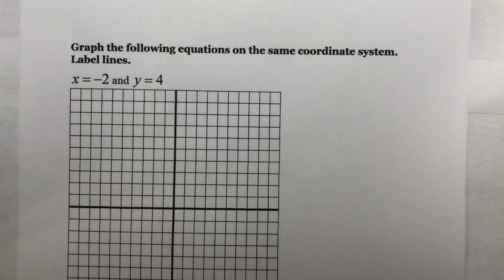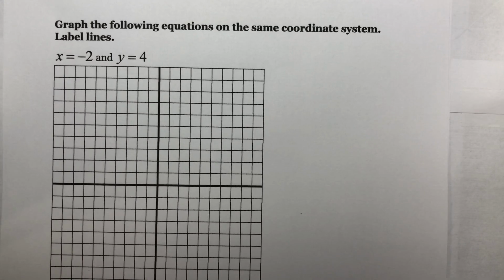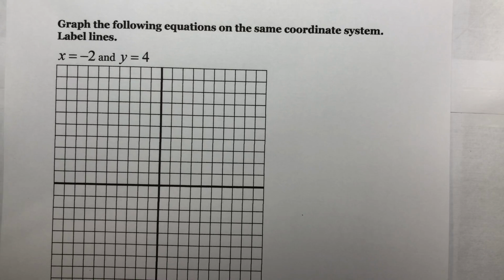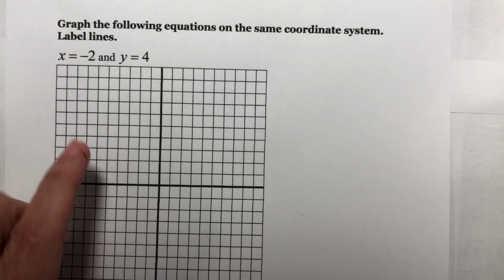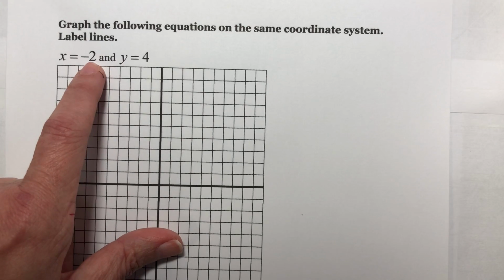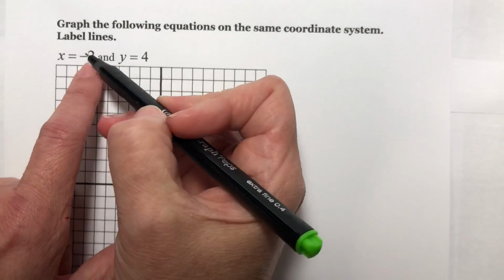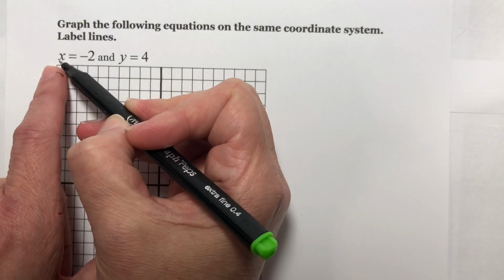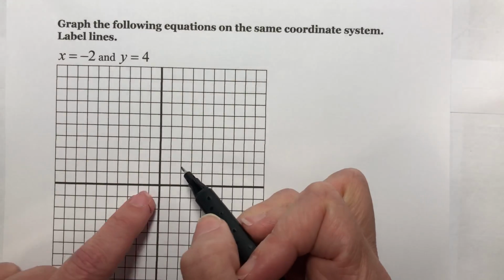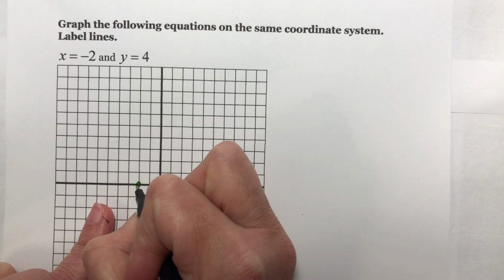I'm going to end up graphing these on the same coordinate system. I'll use different colors so that it's clear. Okay, so I want to graph x equals -2. This tells me I'm going to cross the x-axis at -2. So I'm going to go to -2 on the x-axis right here.